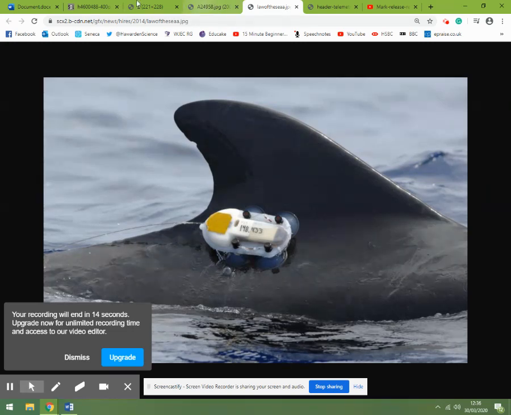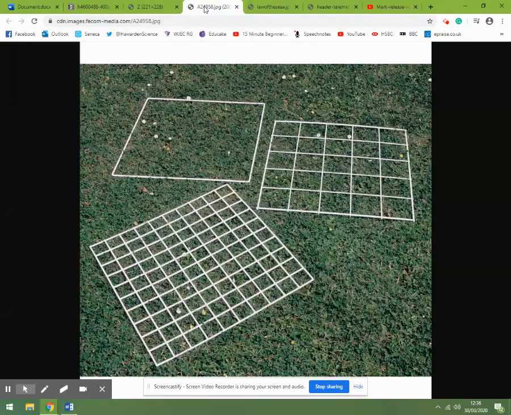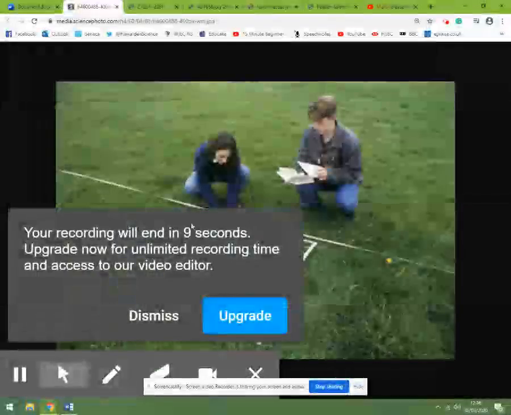Whereas with plants, being stationary, we can use our quadrats or our line transect.